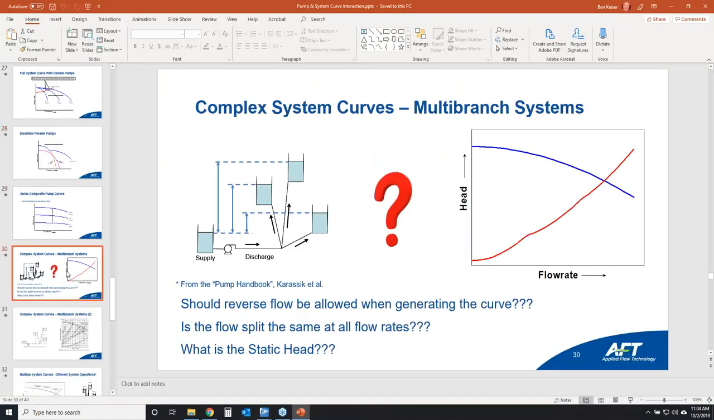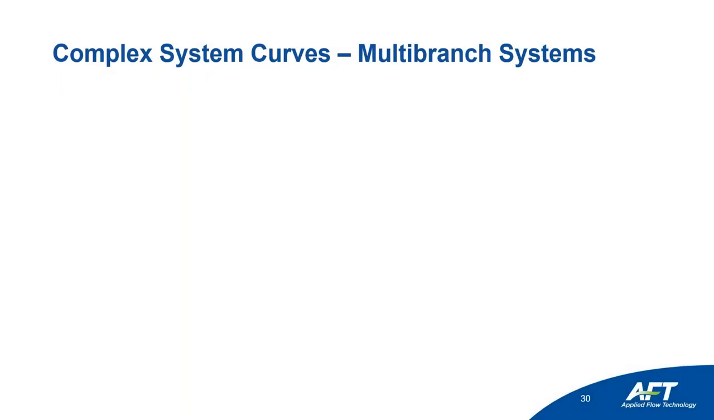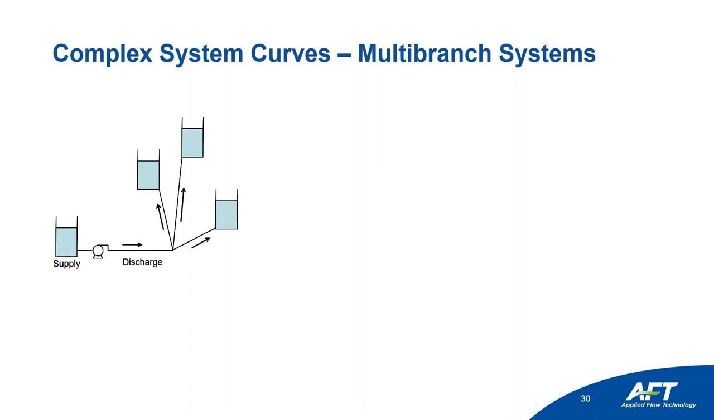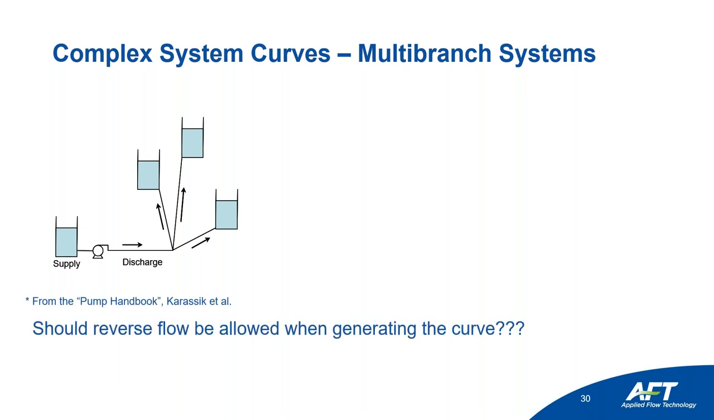All right. Now I want to get into this particular circumstance here. Let's talk about a system curve where you've got multiple branches, and each branch leads to a tank at a different liquid surface elevation. This example comes from the pump handbook. So this is where you will have ambiguities in generating the system curve. Should you allow reverse flow when generating the curve? That's one of the questions.